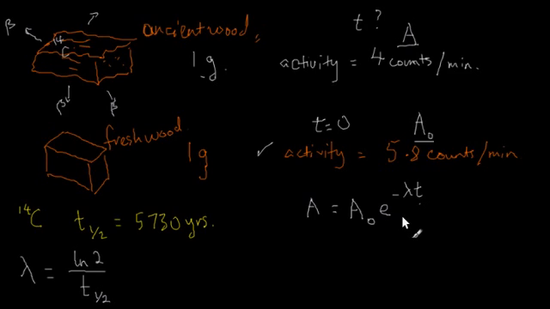So let me do it this way. I'm just going to divide both sides by a naught. Okay, a over a naught is equal to e to the power of minus lambda t. And then take log on both sides. So log a over a naught is equal to minus lambda t, and therefore we can now solve for t.